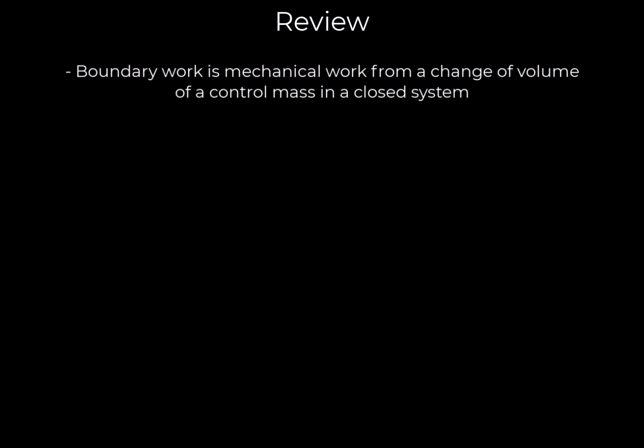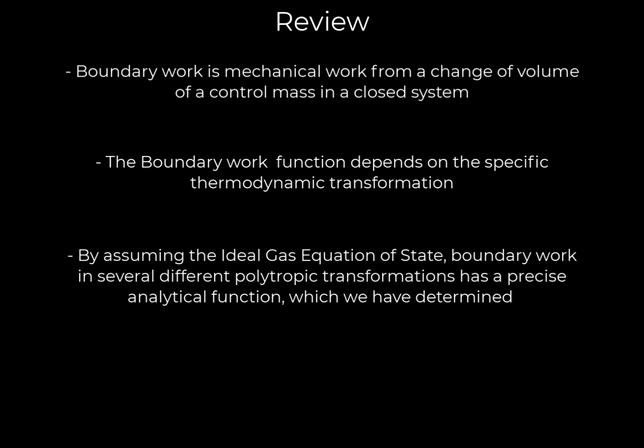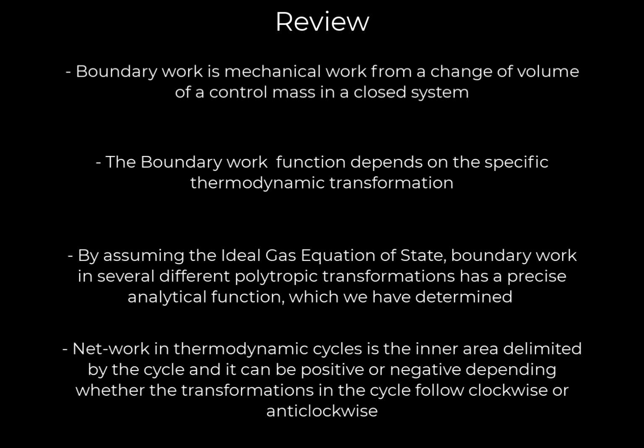Now you know that boundary work is mechanical work from a change of volume of a controlled mass in a closed system. You know that the boundary work function depends on the specific thermodynamic transformation. By assuming the ideal gas equation of state, boundary work in several different polytropic transformations has a precise analytical function, which we have determined. Finally, you know that the net work in thermodynamic cycle is the inner area delimited by the cycle, and it can be positive or negative, depending on whether the transformation in the cycle follows clockwise or anti-clockwise.